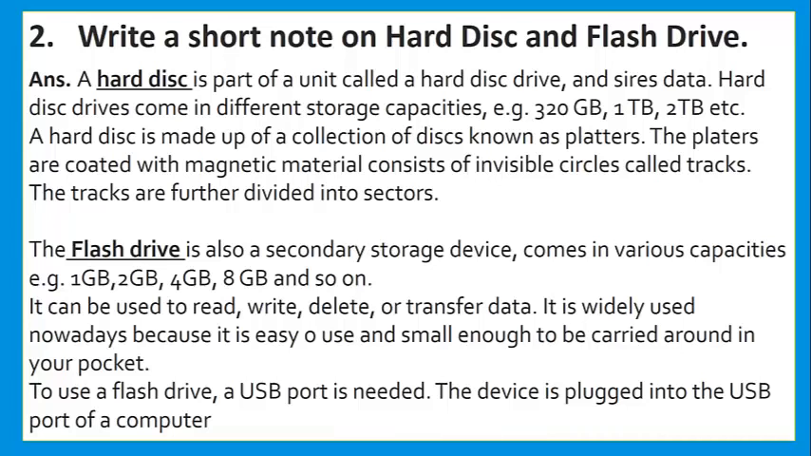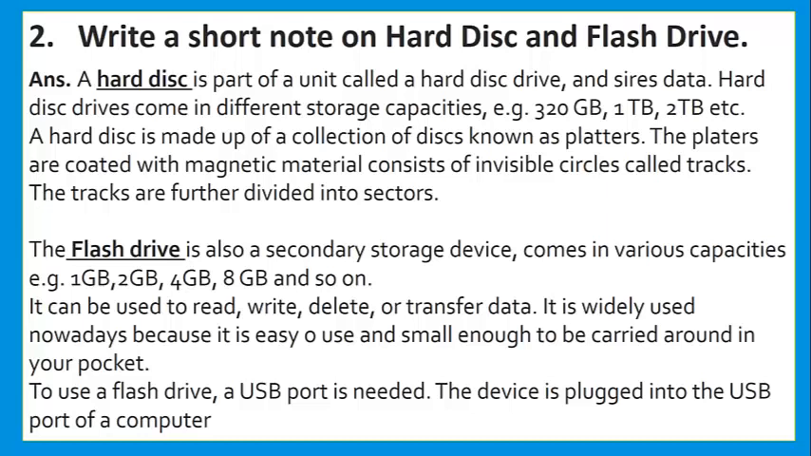Second descriptive question is: write a short note on hard disk and flash drive. Answer of the question is: a hard disk is part of a unit called a hard disk drive and stores data. Hard disk drives come in different storage capacities. Examples are 320 gigabytes, 1 terabyte, 2 terabytes, etc. A hard disk is made up of a collection of disks known as platters. The platters are coated with magnetic material which consists of invisible circles called tracks. The tracks are further divided into sectors.